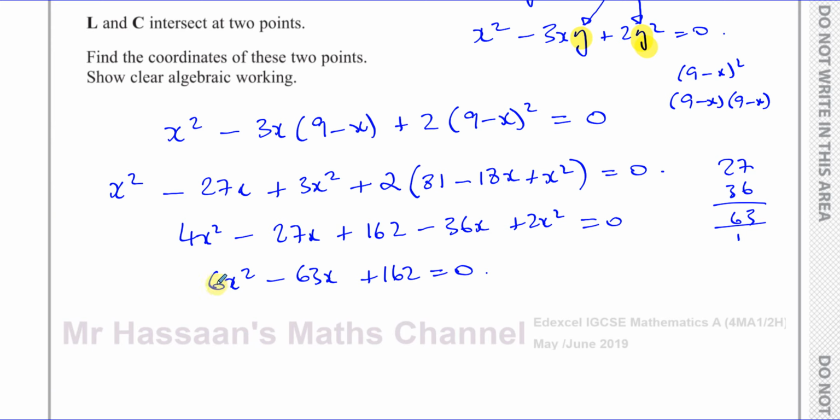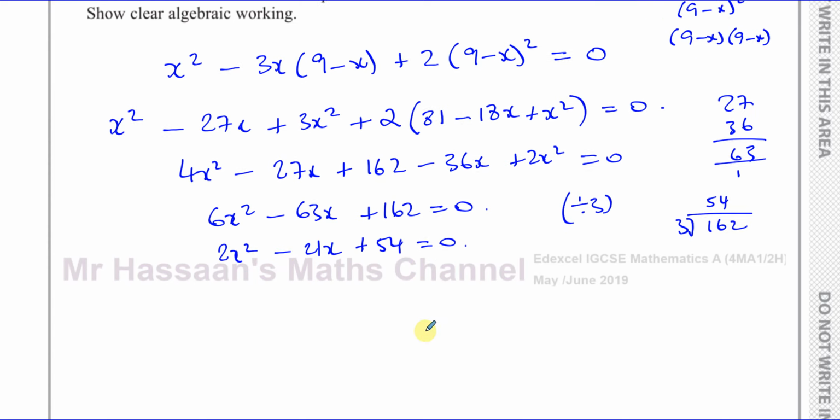Now let's try to simplify this. I can see 3 goes into 63, because if you add the digits, they are a multiple of 3. 9 is a multiple of 3, and here 1 plus 6 is 7, plus 2 is 9. This is also a multiple of 3. Okay, so 3 will go into each of these terms. So if you divide everything by 3, 6x squared divided by 3 is 2x squared. 63 divided by 3 is 21, so 21x. And 162 divided by 3 is 54, so you have plus 54 equals 0. So there are no common factors.